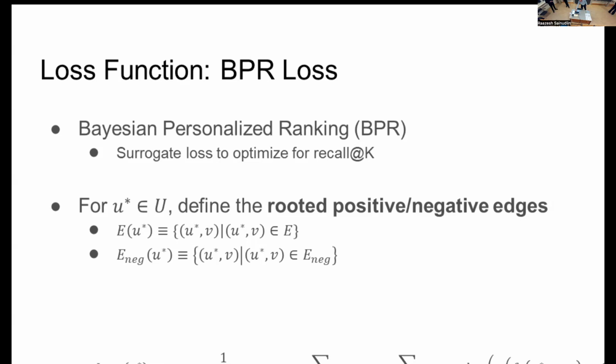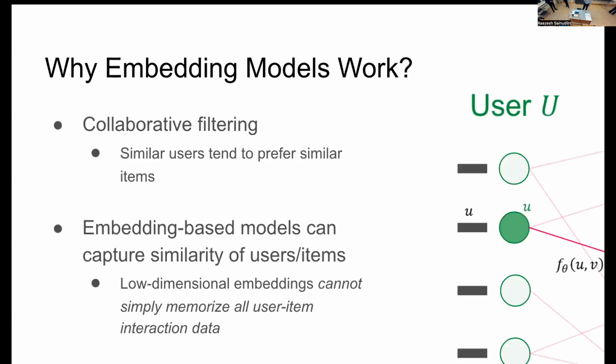Not too difficult, hope. So why do they work? Why do the embedding models work? It uses collaborative filtering. So the idea is that if you watch 20 movies at Netflix, your friend watches the same 20, and the friend decides to watch another movie, a good recommendation for you is that this 21st movie could be a good option for you as well. So similar users like similar items.